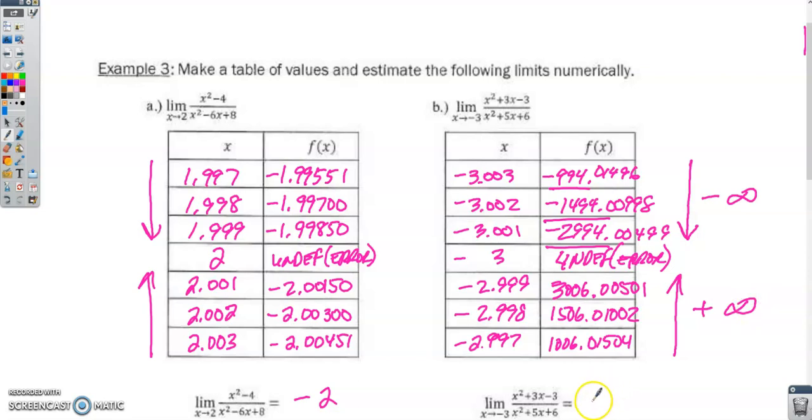And so in this case, we will say that our limit does not exist because it doesn't approach the same value from the left and from the right.